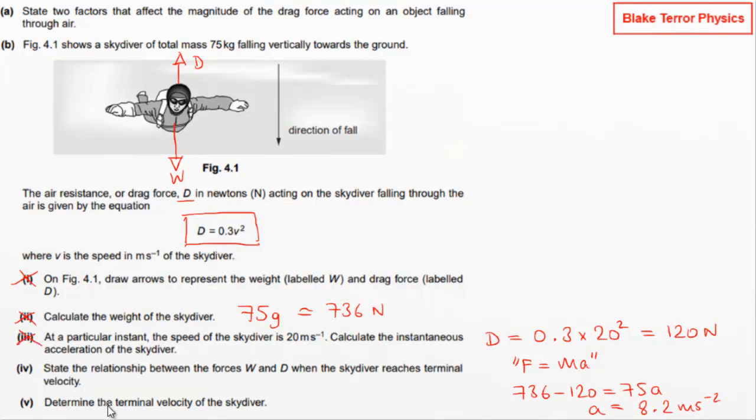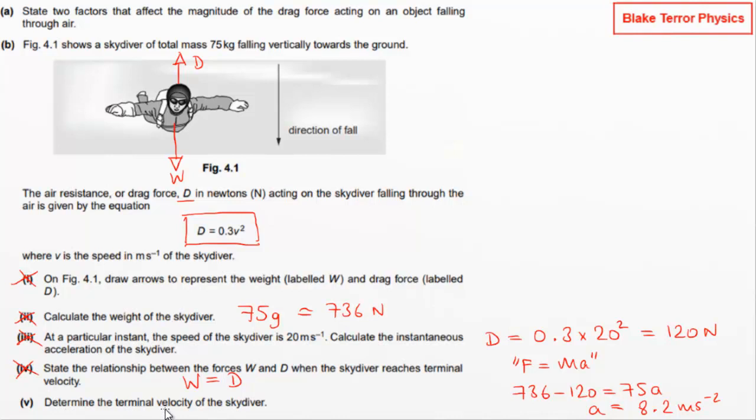So far so good. State the relationship between the forces W and D when the skydiver reaches terminal velocity. Well, they'll be equal to each other. That's the point of terminal velocity. The velocity isn't changing anymore. That's why it's called terminal velocity. So if the velocity isn't changing, then we've got no net force acting on the object. So W must be equal to D, because they're the only two forces that we're considering in this particular case.